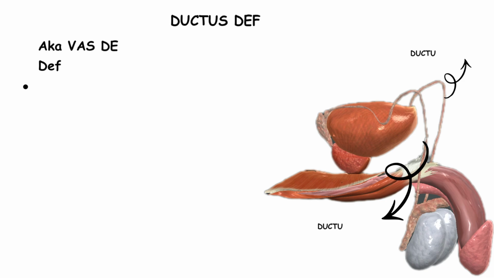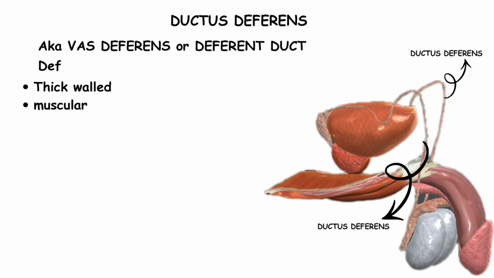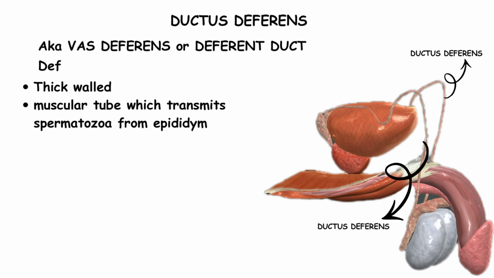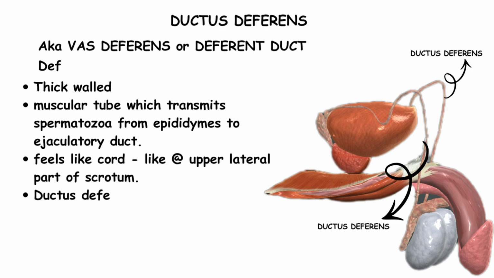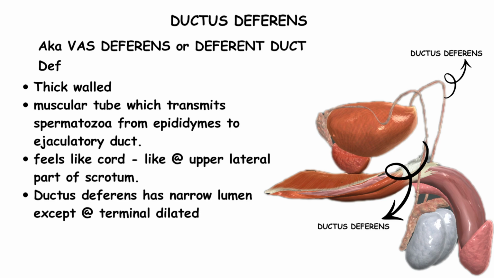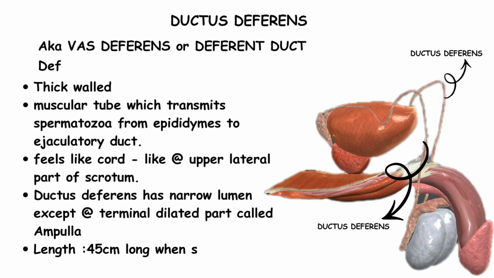Ductus deferens. Ductus deferens is also known as vas deferens or deferent duct. The definition of ductus deferens is it is a thick-walled muscular tube which transmits spermatozoa from epididymis to ejaculatory duct. It feels like a cord-like structure at the upper lateral part of the scrotum. Ductus deferens has a narrow lumen except at the terminal dilated part which is called the ampulla. The length of the ductus deferens is 45 cm when straightened.